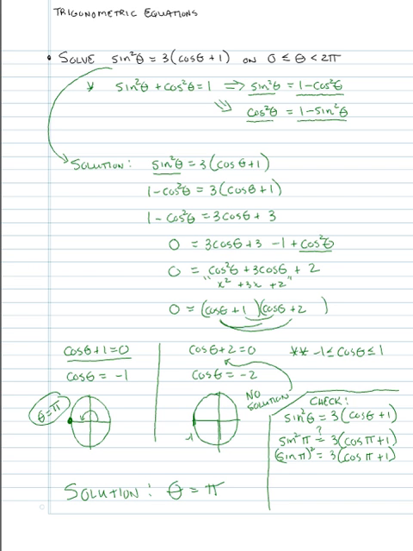Now, the sine of pi is 0, so on this side we have 0 squared. And the cosine of pi we just talked about is -1. So on the right side, we have 3 times the parentheses -1 plus 1. And of course, 0 squared is 0, and -1 plus 1 is 0. So on the left we have 0, and on the right we have 0. So we've verified that we do have, in fact, a solution when theta is pi.